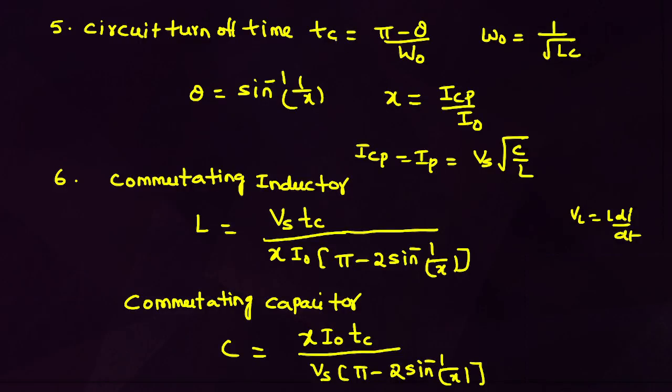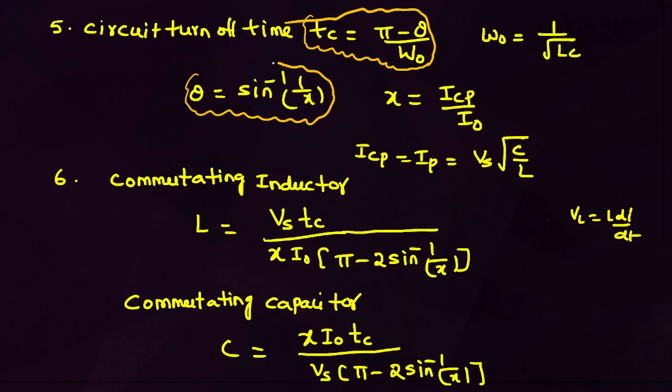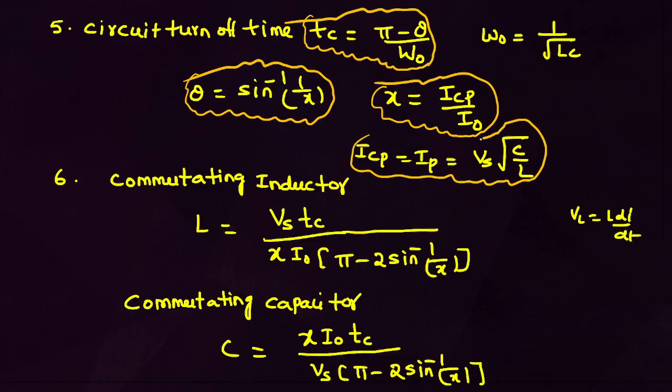Next, what is the circuit turn-off time? The circuit turn-off time Tc equals (pi minus theta) by omega naught. Then how to calculate theta, students? Theta equals sine inverse 1 by x. How to calculate x? x equals ICP by I0. How to calculate ICP? ICP equals Vs into square root C by L. This is a very important observation. 5-star formula. Circuit turn-off time, we can expect in your exam.